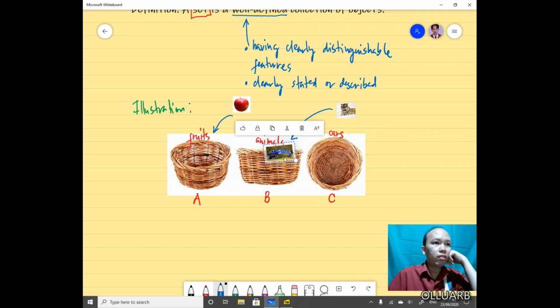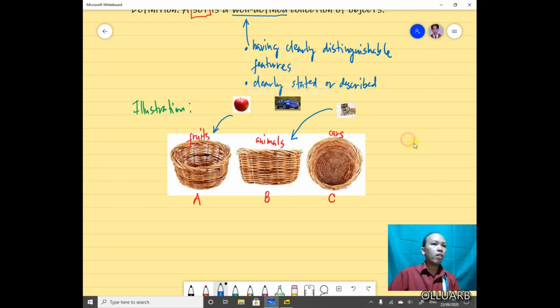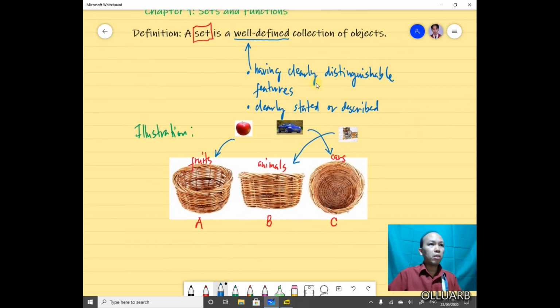This object, I don't know what kind of car this is, what model. We can clearly identify that this object is not an animal. This is not also fruit. This is not an insect. We can clearly identify that this object is a car, so we can put the car in the basket C. That's basically the meaning of a set.